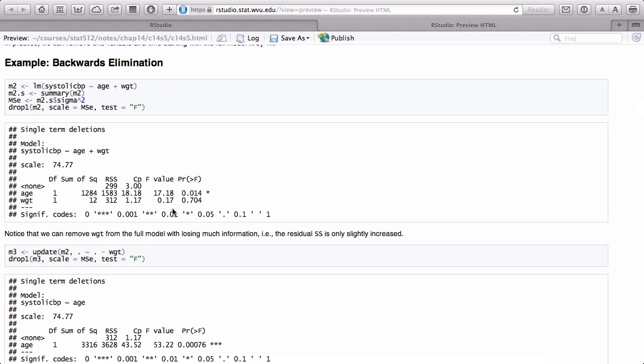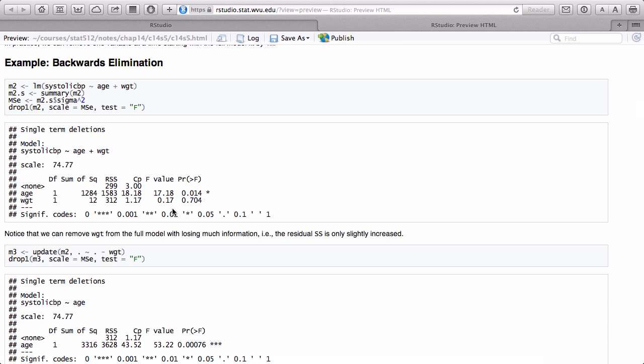So I don't want to drop it out. But what about weight? Do I want to drop it out? Well, if I look at weight, the sum of squares due to regression for weight is only 12. Very small. And so the residual just barely goes up to 312. There's rounding going on here. And notice what happens to the Cp. It's 1.17. That's good. So if I drop out weight, it's only accounting for a very small regression sum of squares.